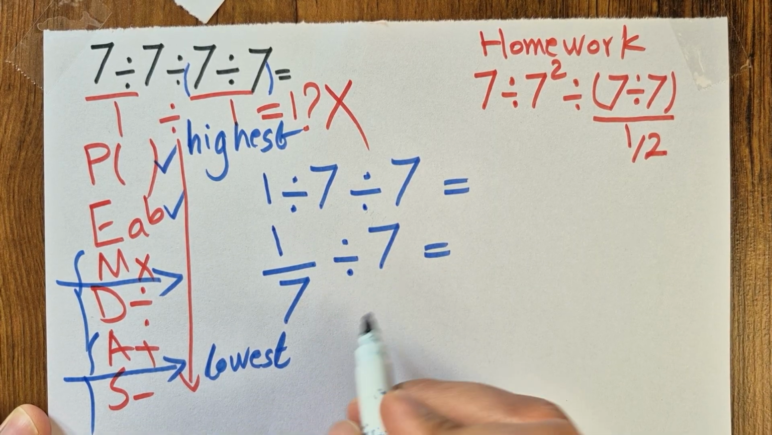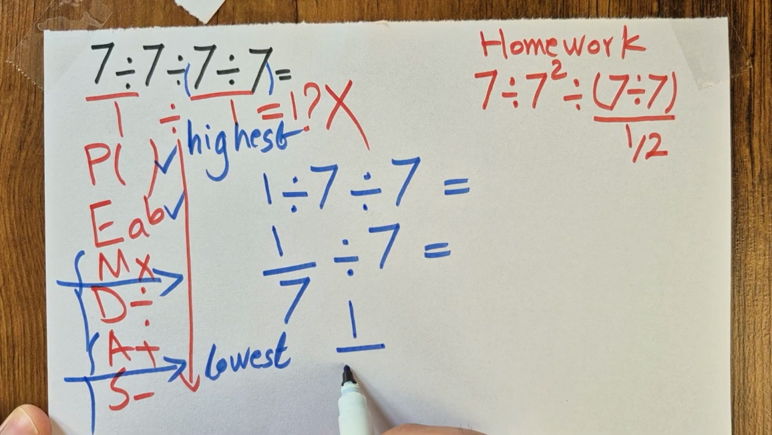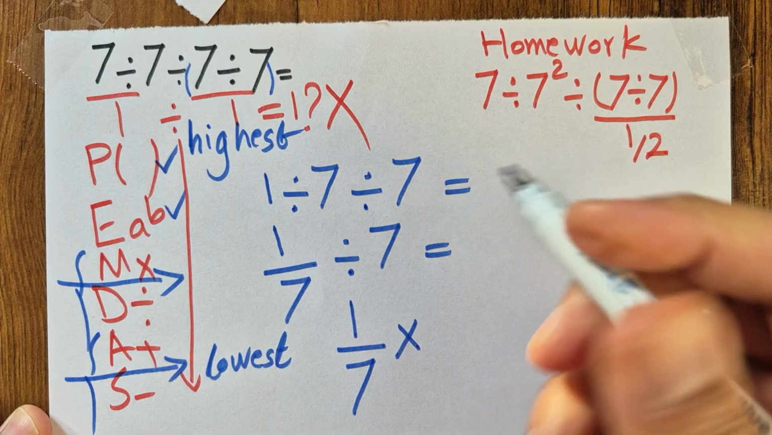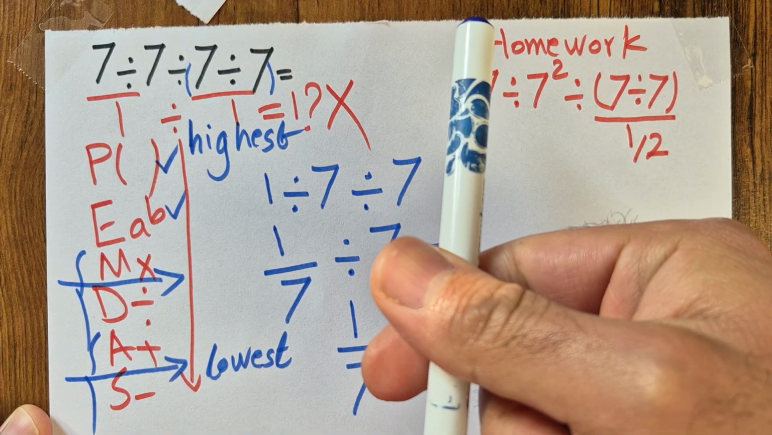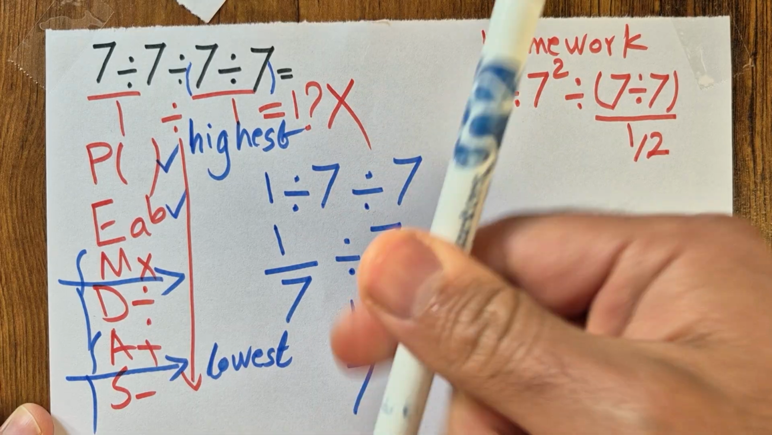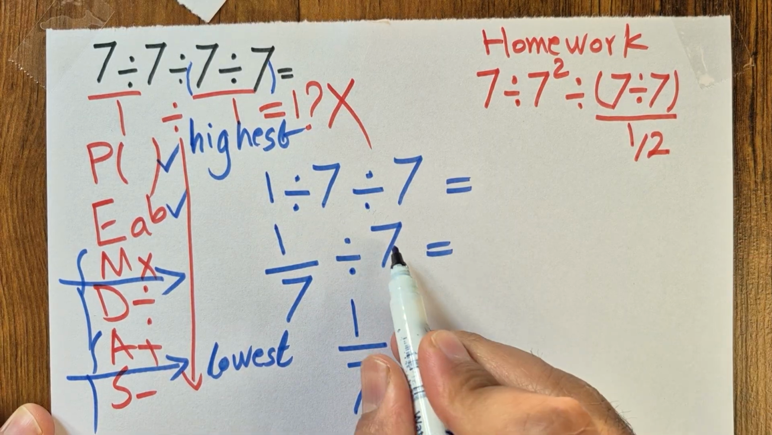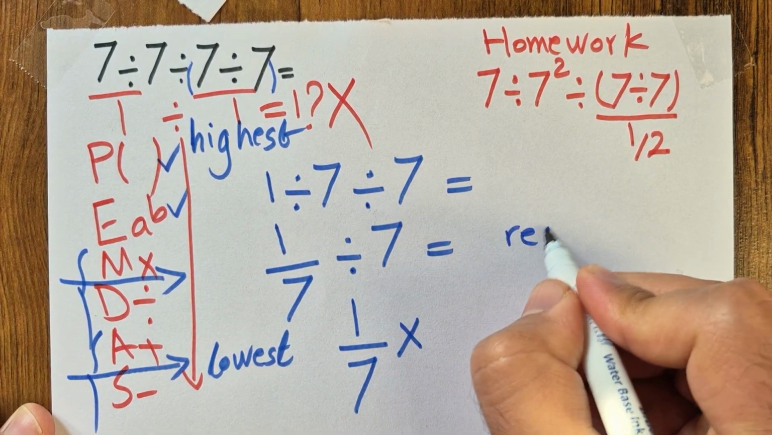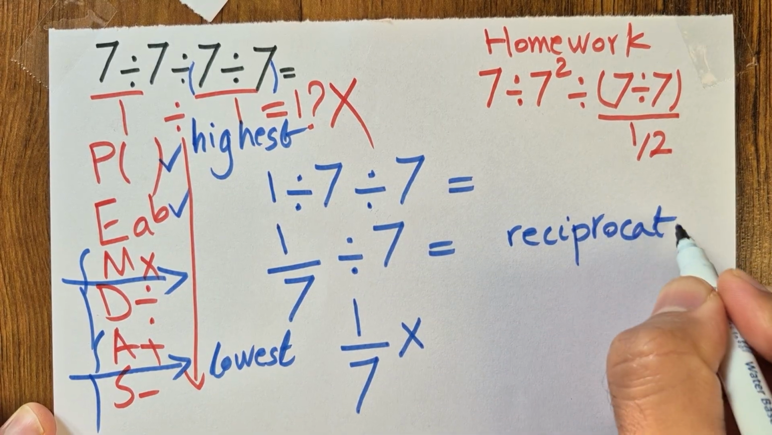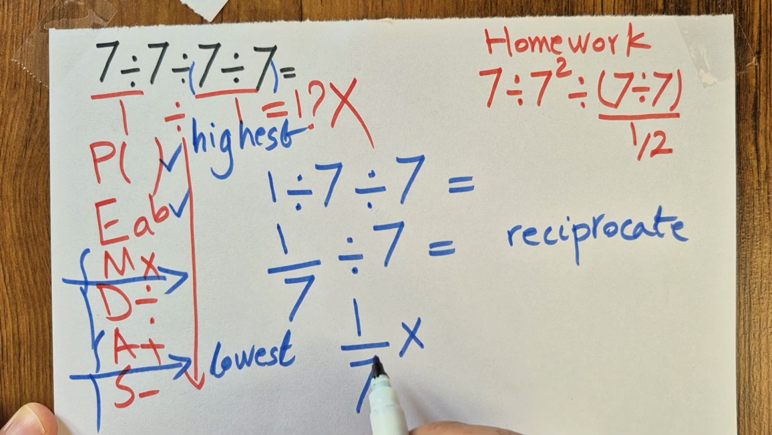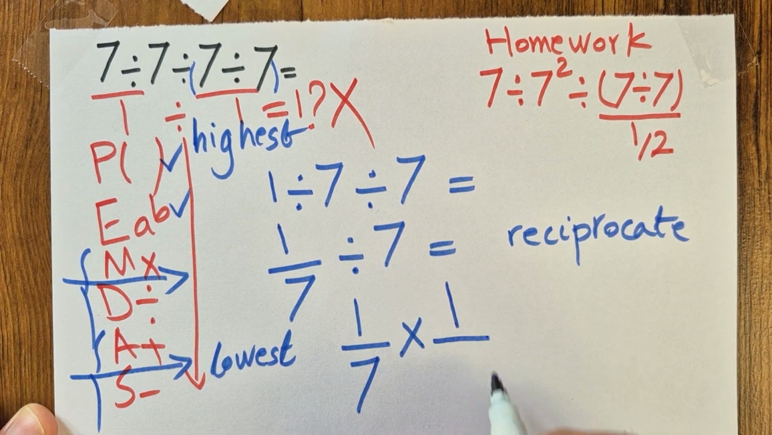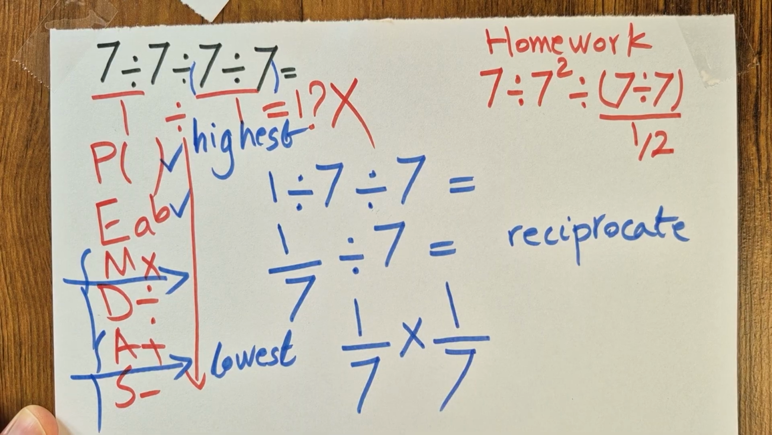Whenever you have the division sign, turn it into multiplication and reciprocate, or swap the number into the fraction. So the upper part to the lower part. So reciprocate. Pay attention to this, reciprocate. It means swap the numerator and the denominator. So change division to multiplication and reciprocate the number.